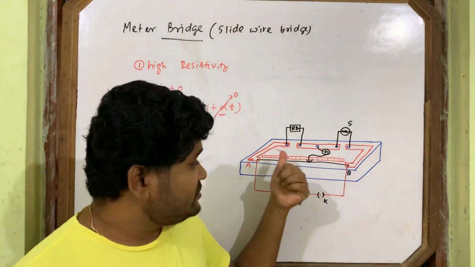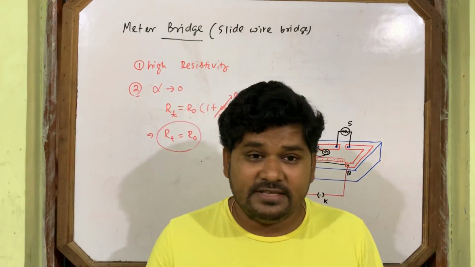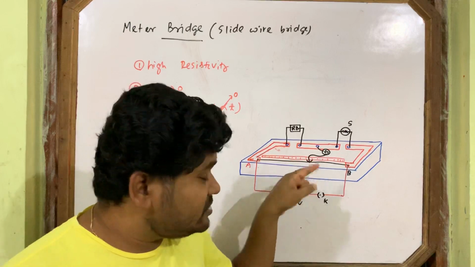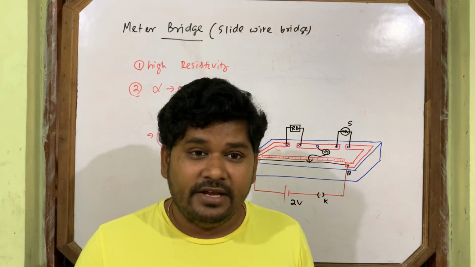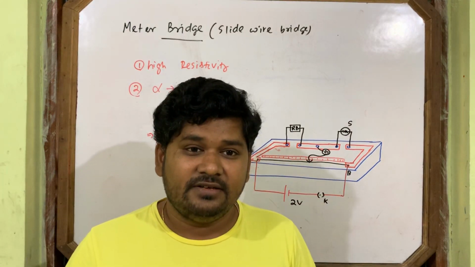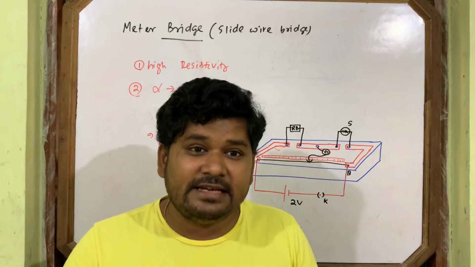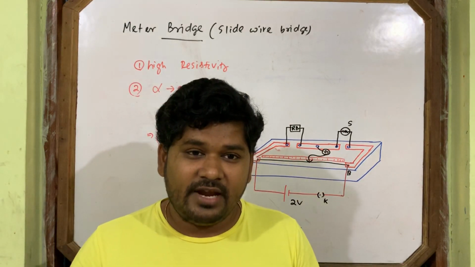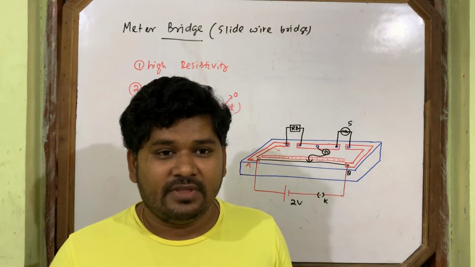When current passes through this resistance wire, which has high resistivity, obviously heat will generate. The wire will be heated. You can't touch the wire when it is heated. It will then slag, its length will increase. It will not be 1 meter length. It will be slag then.